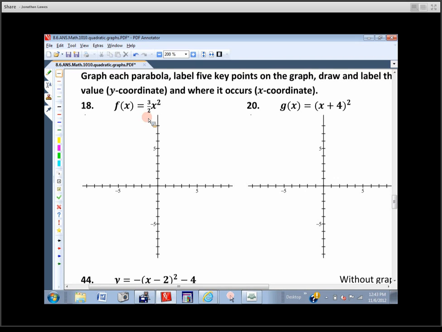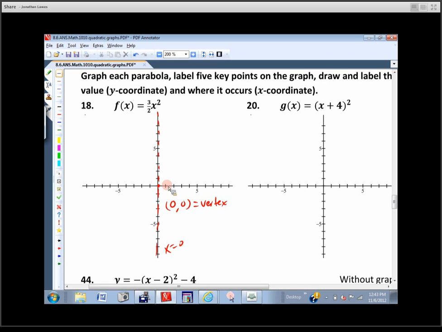So let's take a look at this one right here. We just need to graph this. What's the only thing that's been done to this? Stretched it vertically, right? Made it taller. Because this is 1.5, right? So my vertex is still here. My vertex is still 0, 0. There's our vertex. I'm still going to have an axis of symmetry of x equals 0. And then I'm going to go over 1. And how far up am I going to go?